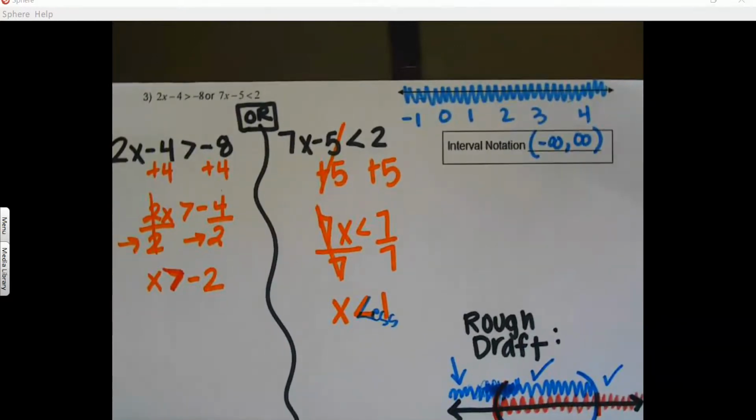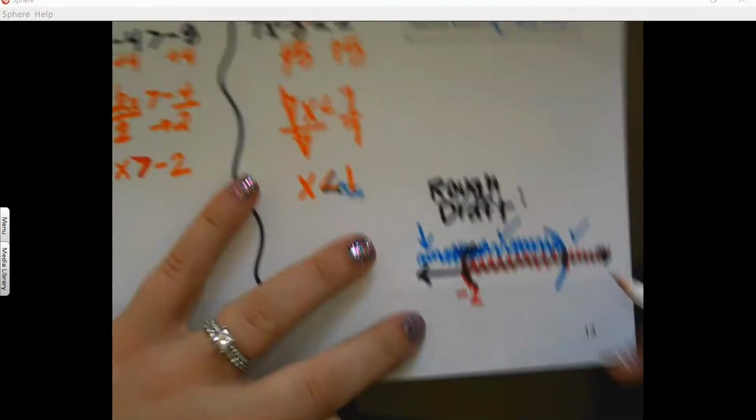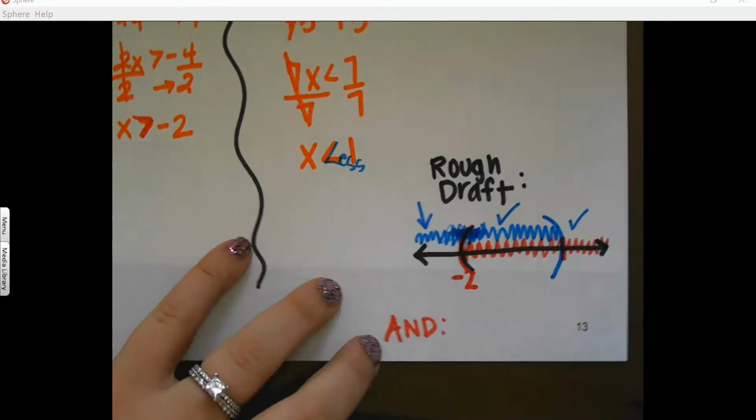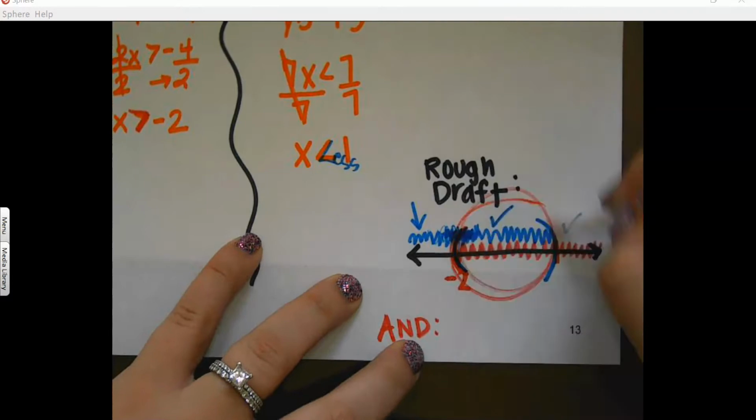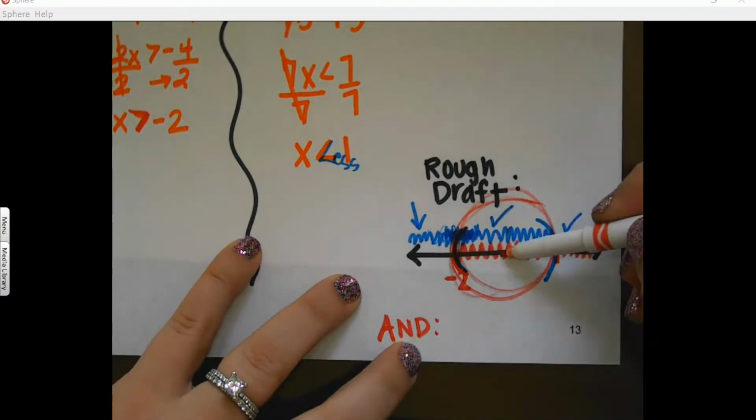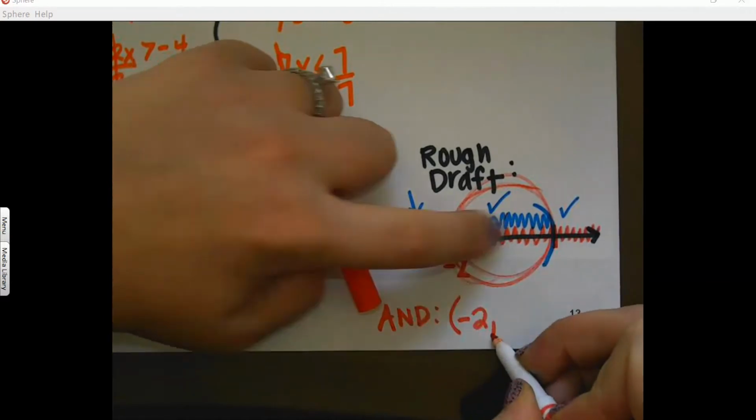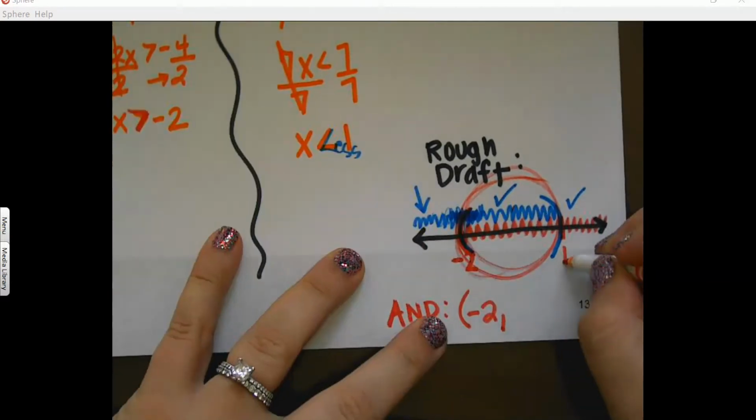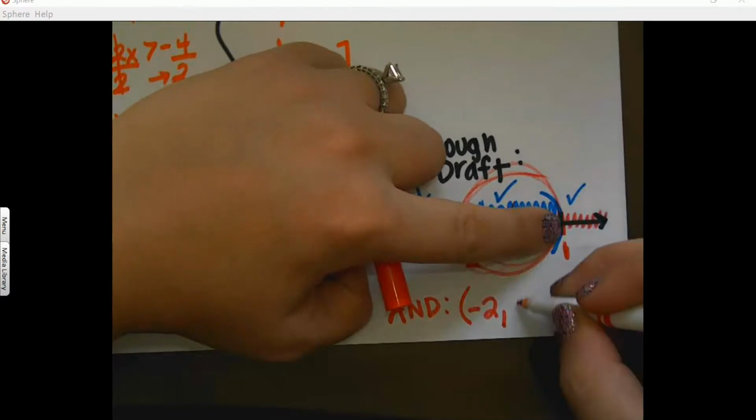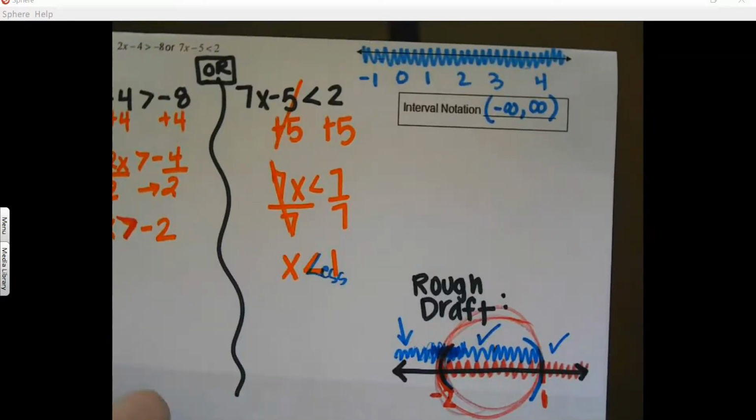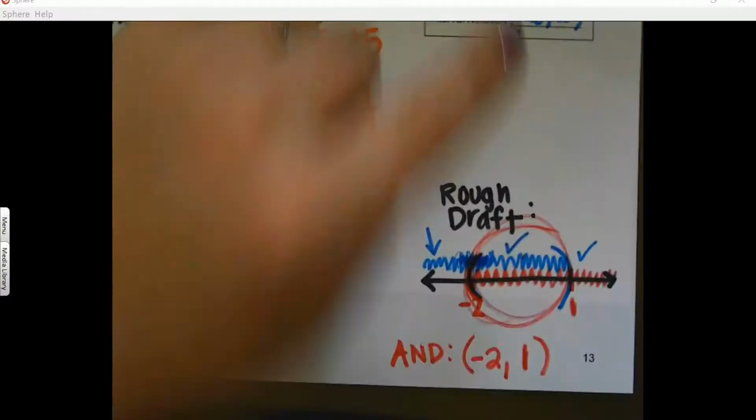Now, just to practice, if instead this was an and problem, then you would only be including this part because that's where they both are shaded. So our answer from the left to the right, oops, did I forget the one here? Left to the right would look like that. So that's the difference. All real numbers versus and.